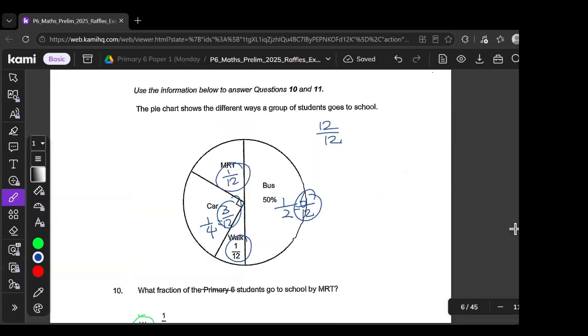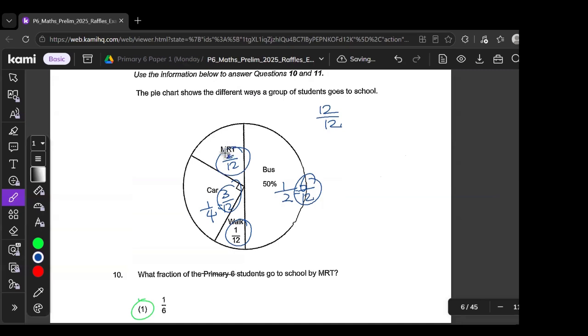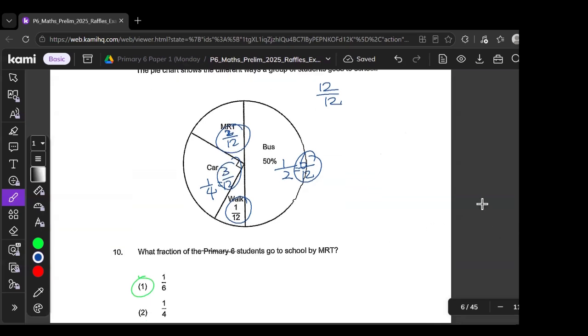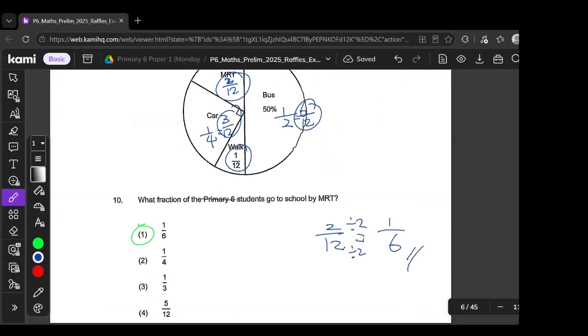What do you use? So what fraction? 2 over 12, careless mistake. You take 12 over 12 minus 6 over 12 minus 1 minus 3, you get 2 over 12. Okay? But on your answer, there is no 2 over 12. So you will need to get the simplest form. So divide by 2, 1 over 6. Okay? All right, clear so far? So these are all your 1-mark questions. Okay, let's move on to the next one.